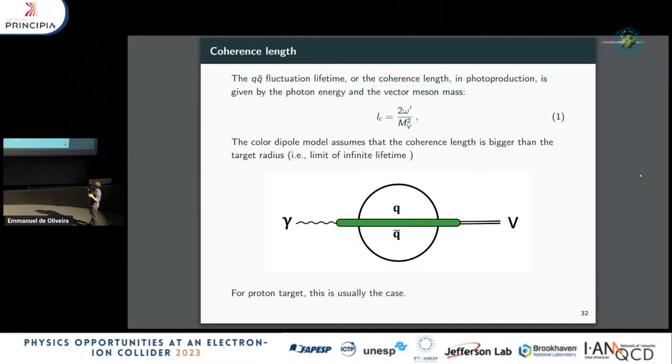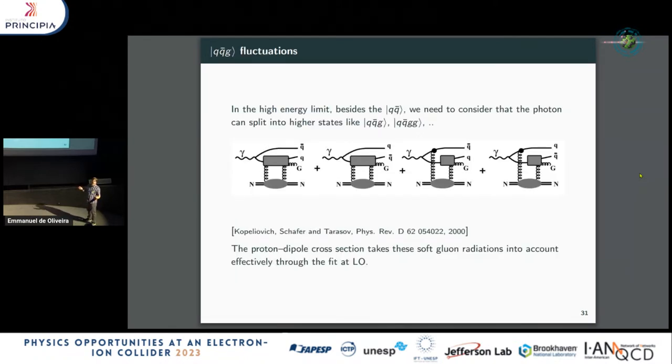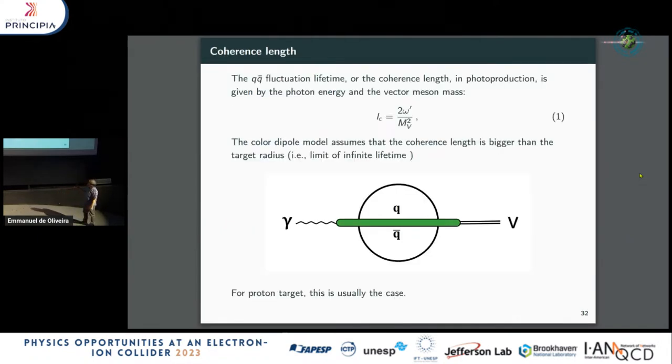When this happens, this dipole approach assumes that the lifetime of the fluctuation, right, is large, infinite. But in practical terms, we want the length that this fluctuation exists to be larger than the target. And now you have a proton target, okay, proton is small, but now having a nucleus target, that's much larger. So maybe these fluctuations that were included in the proton case will not survive for the whole extension of the nucleus. So maybe they will die inside here or they will start here. You have to take this into account.